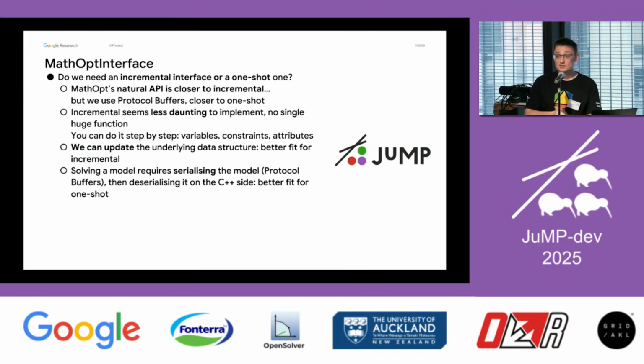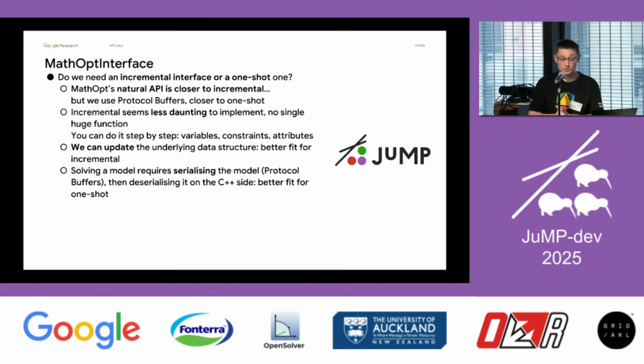Then we're moving up the stack in terms of abstraction and go to MathOptInterface. And here we had the choice of making either an incremental or one-shot interface. So either to have one method to add a variable, a constraint, and so on, or to have a simple copy-to method that copies the whole model into ORTools. So when you go to MathOpt natural C++ API, it works really as the incremental interface of MathOpt. But we're using protocol buffers, so that's not really a point for this decision.